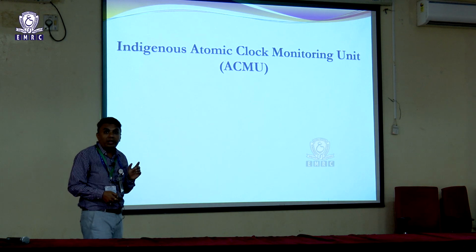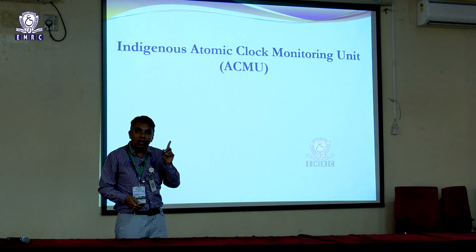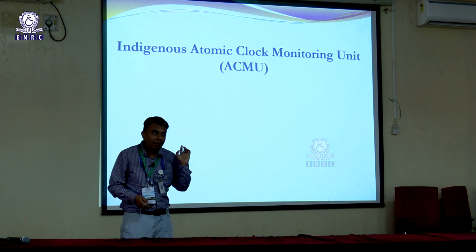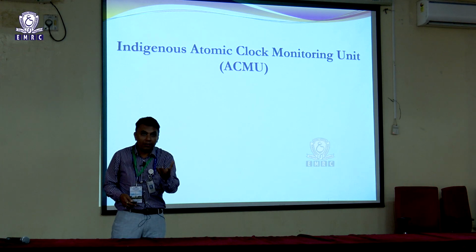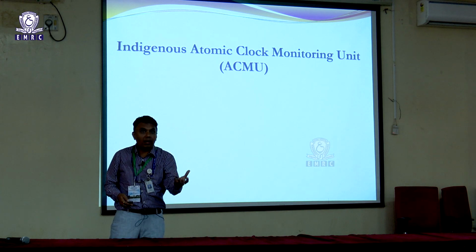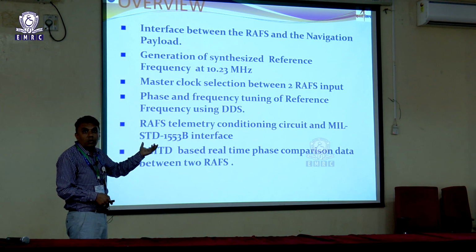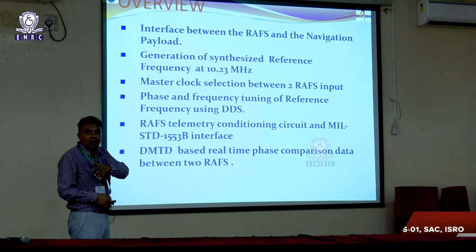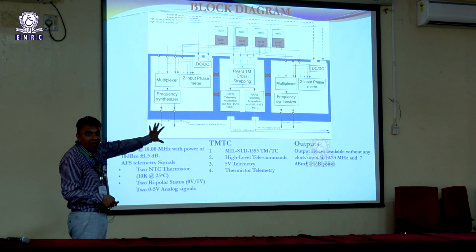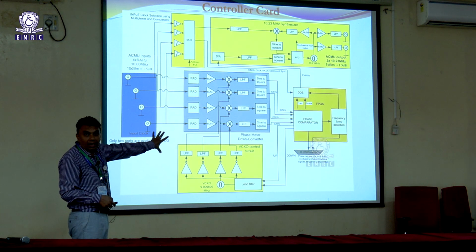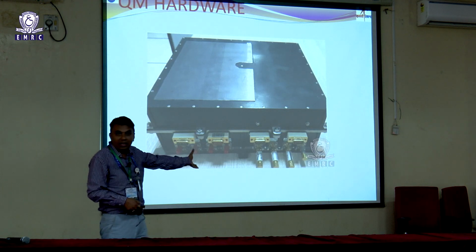One is called the atomic clock monitoring unit. Earlier we were procuring this system from a Switzerland company, the only company in the world delivering this, but now we have developed this system indigenously. The goal of this ACMU is to monitor the rubidium atomic clock behavior and convert 10 megahertz to 10.23 megahertz. This hardware is developed in my division, where the input is 2 atomic clocks and the output is 10.23 megahertz for the NavIC payload, where everything is running. This is the internal diagram of the ACMU which we have developed. This is the phase meter and controller card where all the designs sit. This is the package which has typically been flown in the NavIC satellite.